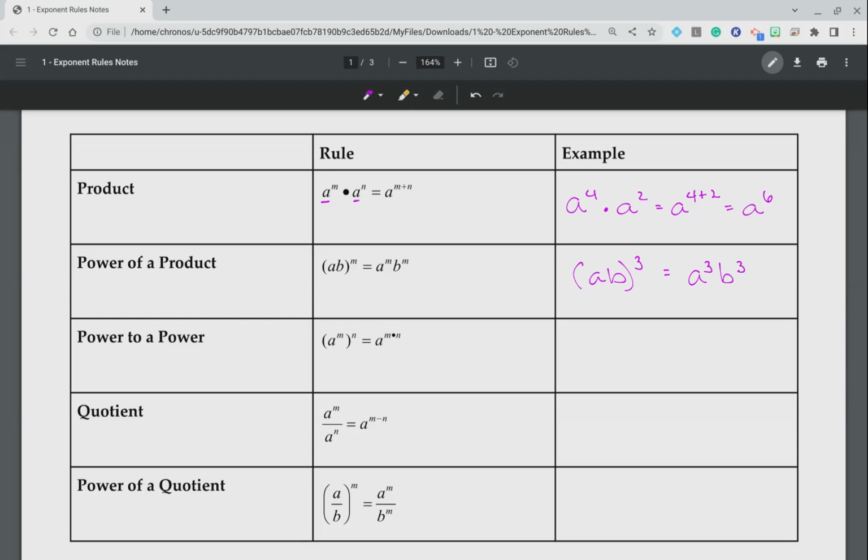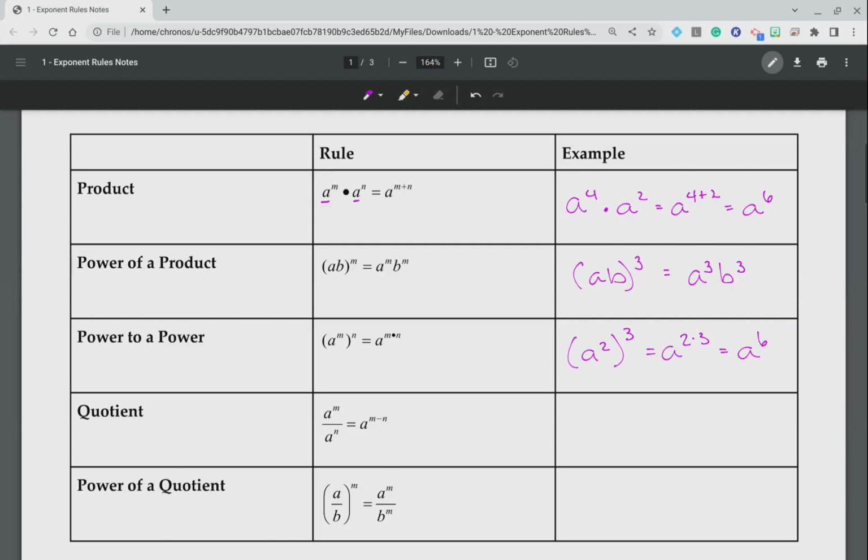Okay? Power to a power means that if you have something in parentheses to an exponent and you take it to another exponent, then you multiply those exponents together. So let's say we had A to the second power raised to the third power. This would be A to the 2 times 3, or A to the sixth power.